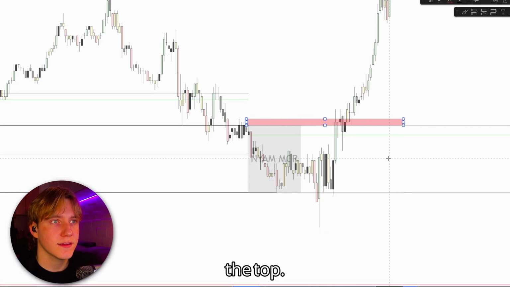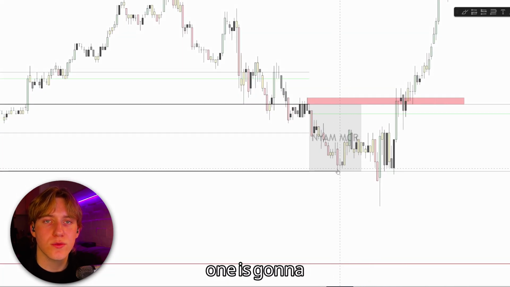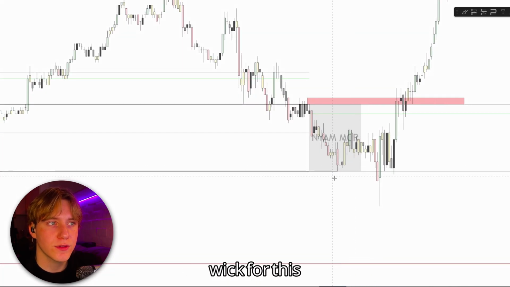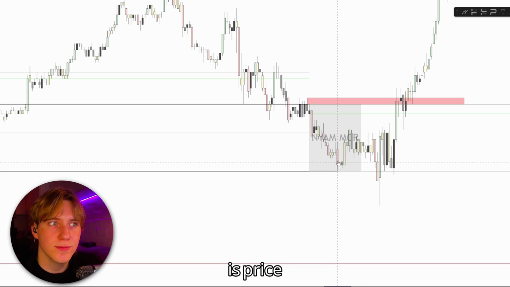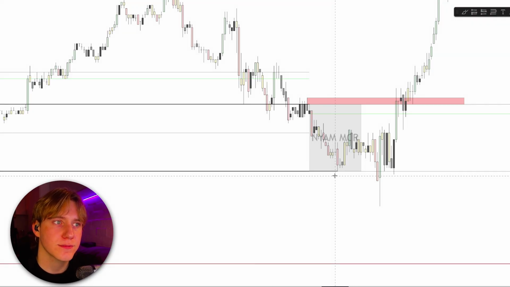Going to be this wick at the top. Let's draw back on this bottom, which one is going to be the fortification wick for this low of this MCR? Where is price reacting off of? See, price stopped here. We need to find out why price stopped here, and that is the fortification.